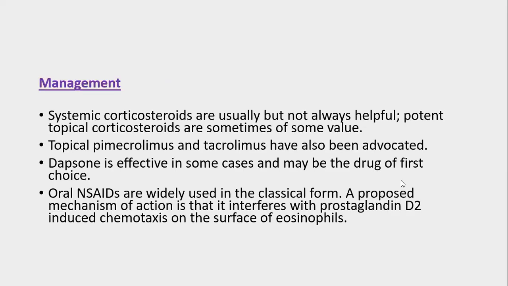So this condition, the adult onset or immunosuppression-associated eosinophilic folliculitis, responds to systemic corticosteroids or potent topical steroids. Topical pimecrolimus or tacrolimus is also advocated. Dapsone is effective in some cases and may be the drug of first choice, the oral dapsone. Oral NSAIDs are widely used in classical form. A proposed mechanism of action is that it interferes with prostaglandin D2 that induces chemotaxis on the surface of eosinophils. So by inhibiting prostaglandin D2, it would inhibit the migration of eosinophils.